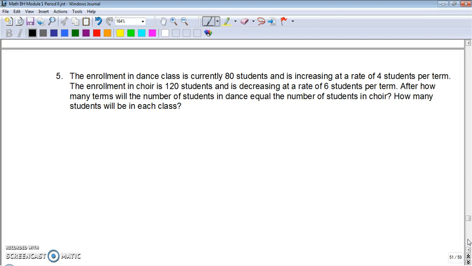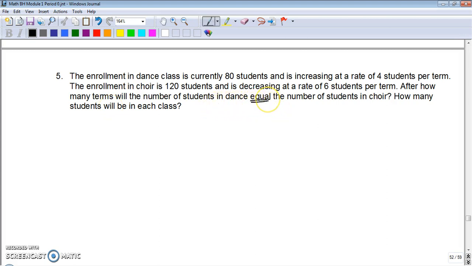Let's look at number 5. Number 5, we'll just do the setup and you will solve these. The enrollment in dance classes, currently 80 students, is increasing at a rate of 4 students per term. The enrollment requires 120 students and decreasing at a rate of 6 students per term. After how many terms will the number of students in dance equal?